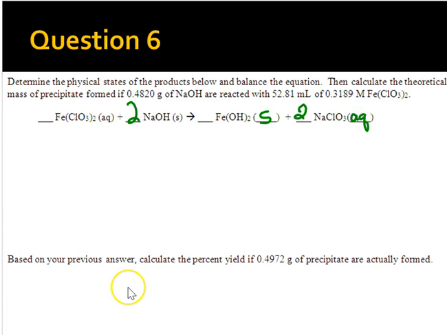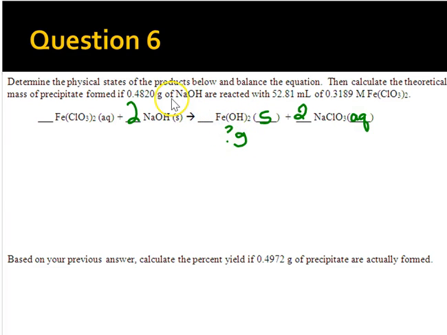So now it's saying calculate the theoretical mass of precipitate. Which one am I going to be solving for? I'm going to be solving for the iron 2 hydroxide, this one right here, because that's the precipitate. So I don't care about this second product. I care only about this one right here.